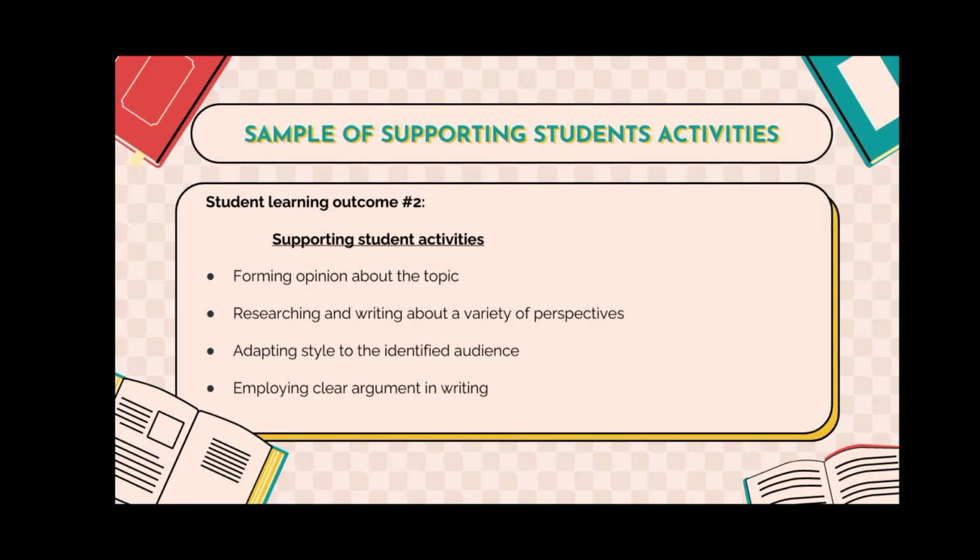And integrating bibliographic entries in appropriate format. And for the student learning outcome number 2, we have forming opinion about the topic, researching and writing about a variety of perspectives, adapting style to the identified audience, and also employing clear argument in writing.